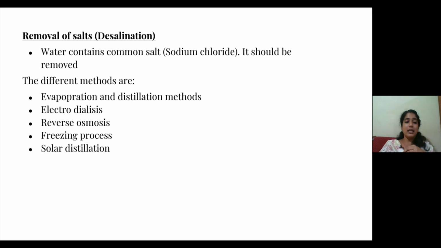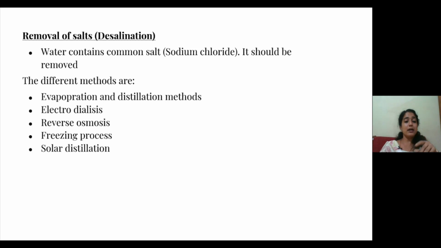The next methods are electrodialysis and the reverse osmosis method. This reverse osmosis method is generally used in all water treatment systems, that is, the mobile water treatment system that we are using in household activities. The freezing process is not commonly used. Solar distillation process is also used, in places where solar power is mostly available. We can use this solar distillation process there.